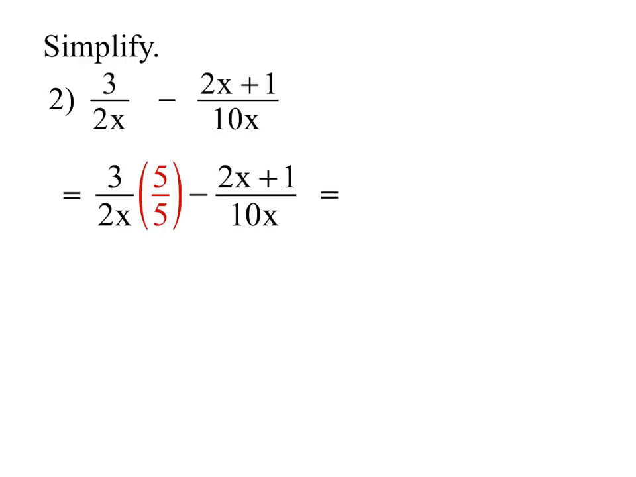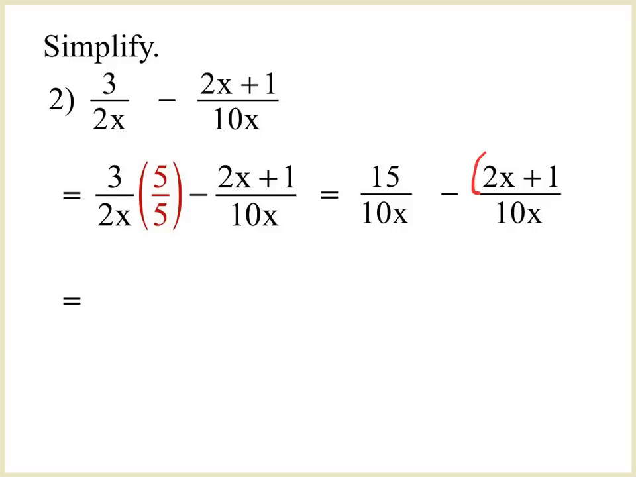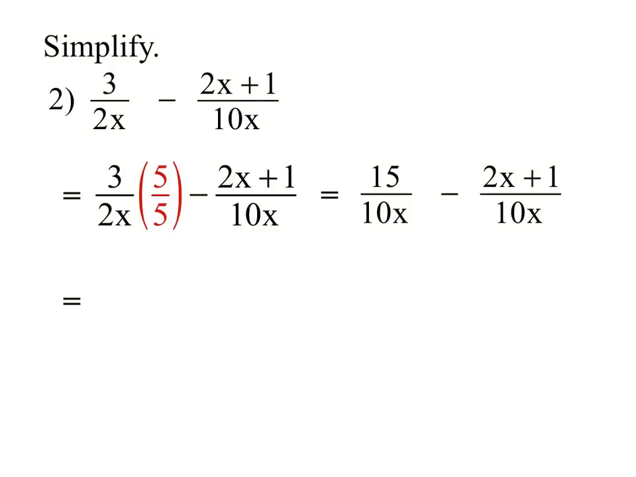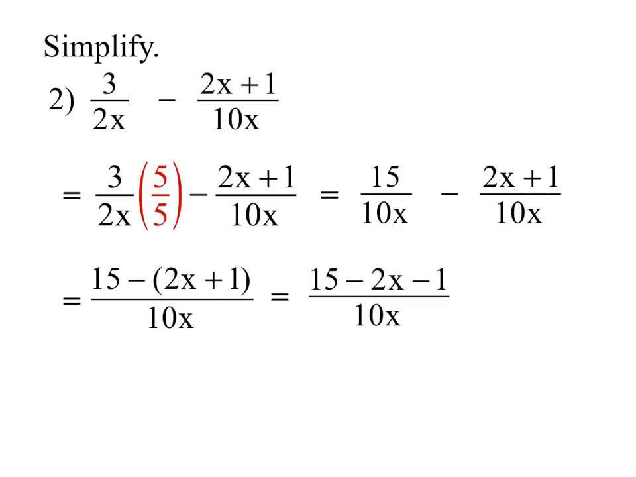Now I get 15 over 10x minus 2x plus 1 over 10x. Combine my numerators. Remember, when I have that binomial there, I'm going to have to distribute that negative into that entire binomial. So I get 15 minus the quantity of 2x plus 1 all over 10x, which becomes 15 minus 2x minus 1 over 10x.